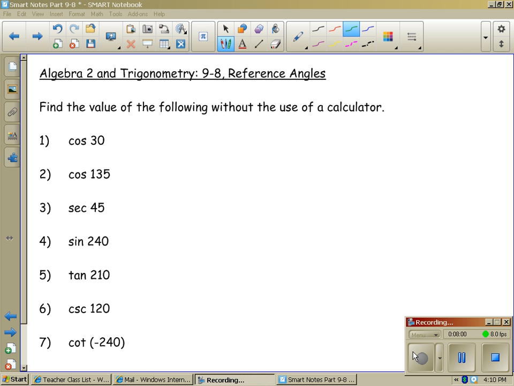Okay, the next page. Remember how we talked about the two special triangles and using the unit circle to help us find the sine, the cosine, the tangent, and the reciprocal functions. We're going to use that same concept to find these answers, which are multiples of those angles. So again, you can have memorized the sine, the cosine, the tangent of 30, 45, 60, 90, 180, 270, or you can use those triangles.